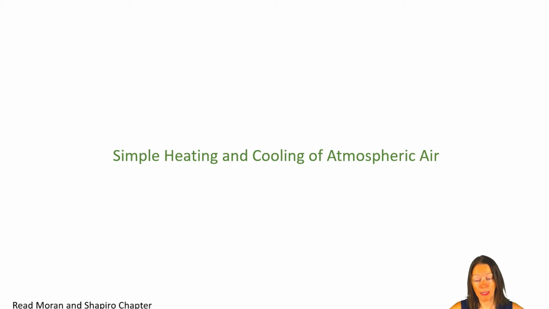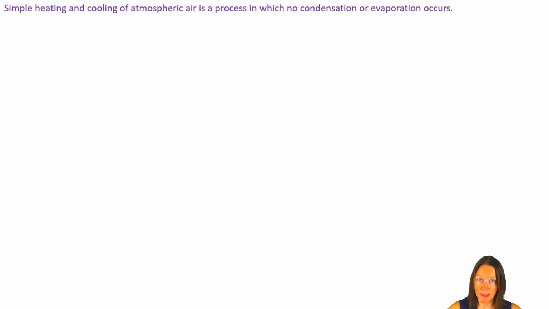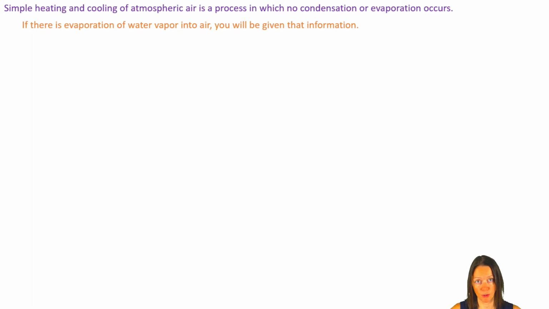We're going to talk about simple heating and cooling processes for atmospheric air. A simple cooling or heating process is a process in which no condensation or evaporation occurs. Now, if you have evaporation, you'll be given that information. You'll be given that there's some means of introducing moisture into the air and that moisture evaporates.